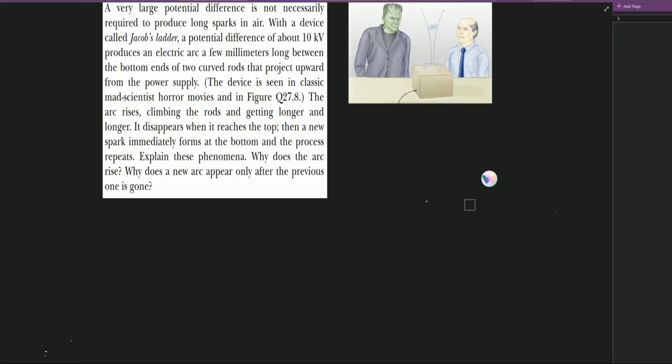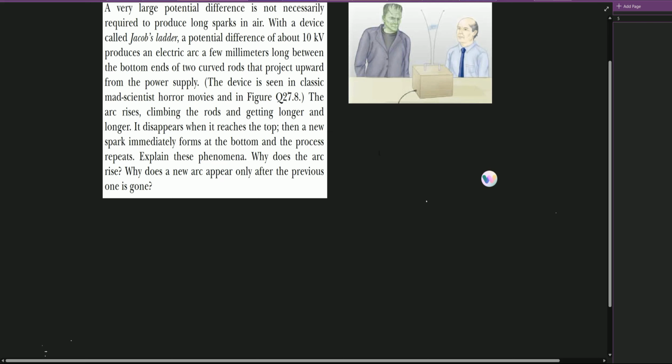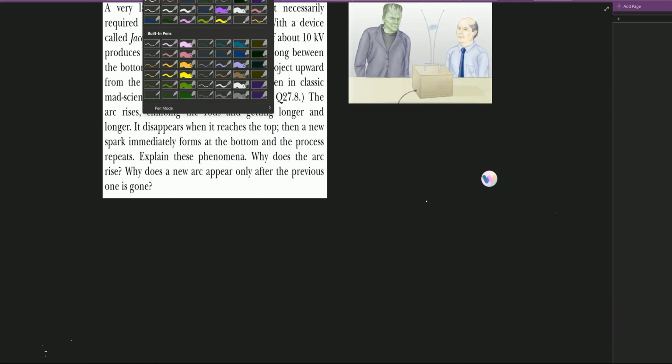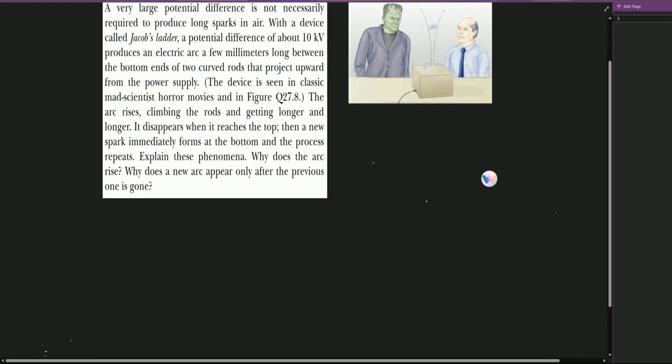So this question is about something called a Jacob's ladder. What a Jacob's ladder essentially is, is these two wires which you see. You keep two wires, and you use these wires to produce an arc. Let's see what you do. You keep wire number 1 and wire number 2, and you can see this in the diagram. And then you connect this to a source of potential difference.